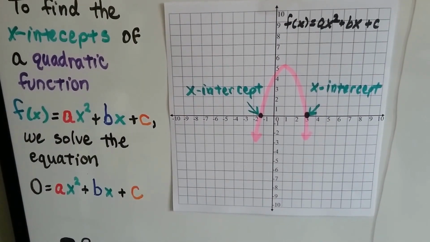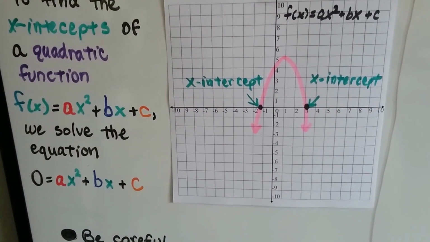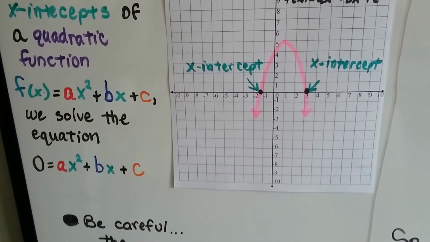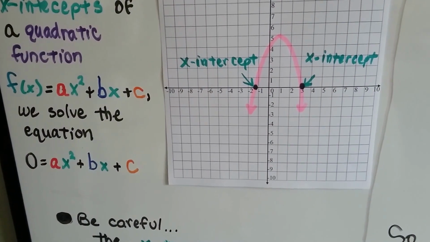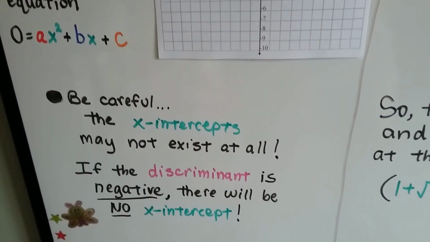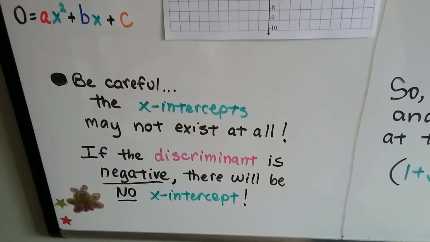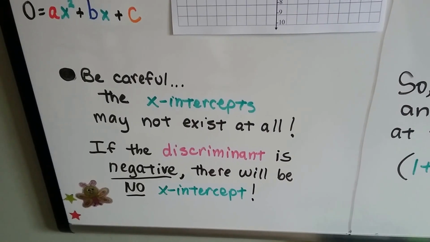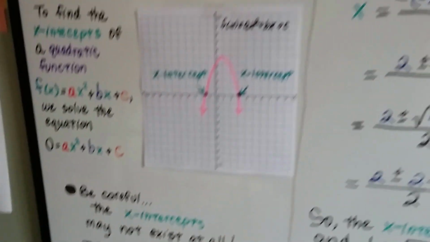And to find the x-intercepts of a quadratic function, like the function f of x equals ax squared plus bx plus c, we solve the equation 0 equals ax squared plus bx plus c. Now be careful. The x-intercepts may not exist at all. If the discriminant is negative, there'll be no x-intercept. All right? We saw that in the last video.